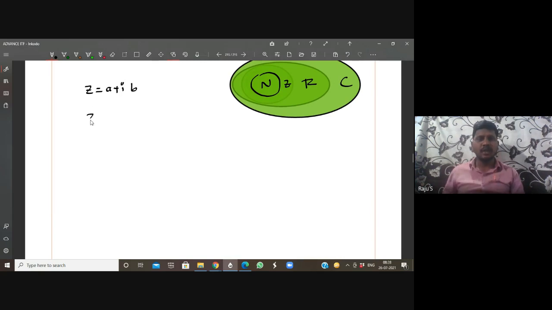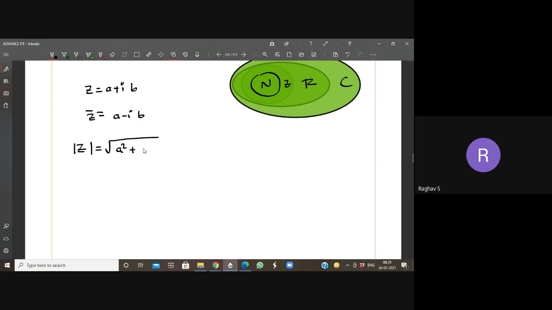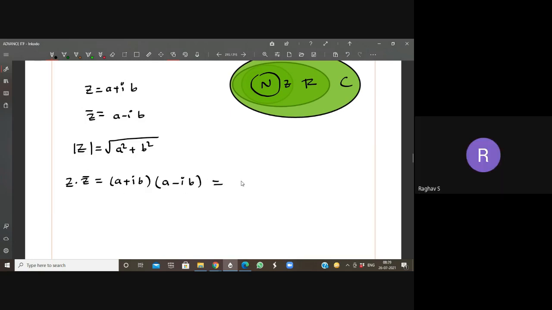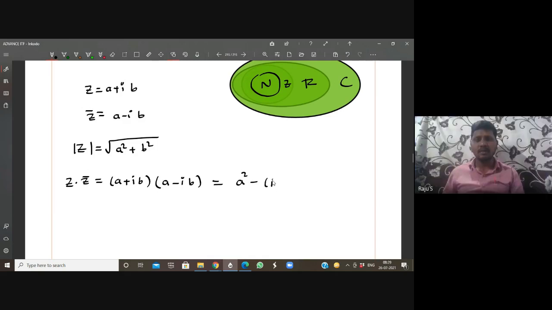So this is z. z conjugate is equal to a minus iota times b. That you know. What is the modulus of z generally? Square root of a square plus b square. Okay, can you find z into z conjugate? z is a plus iota b, z conjugate is a minus iota b. It is in the form of (a plus b)(a minus b). Shall I write a square plus b square?